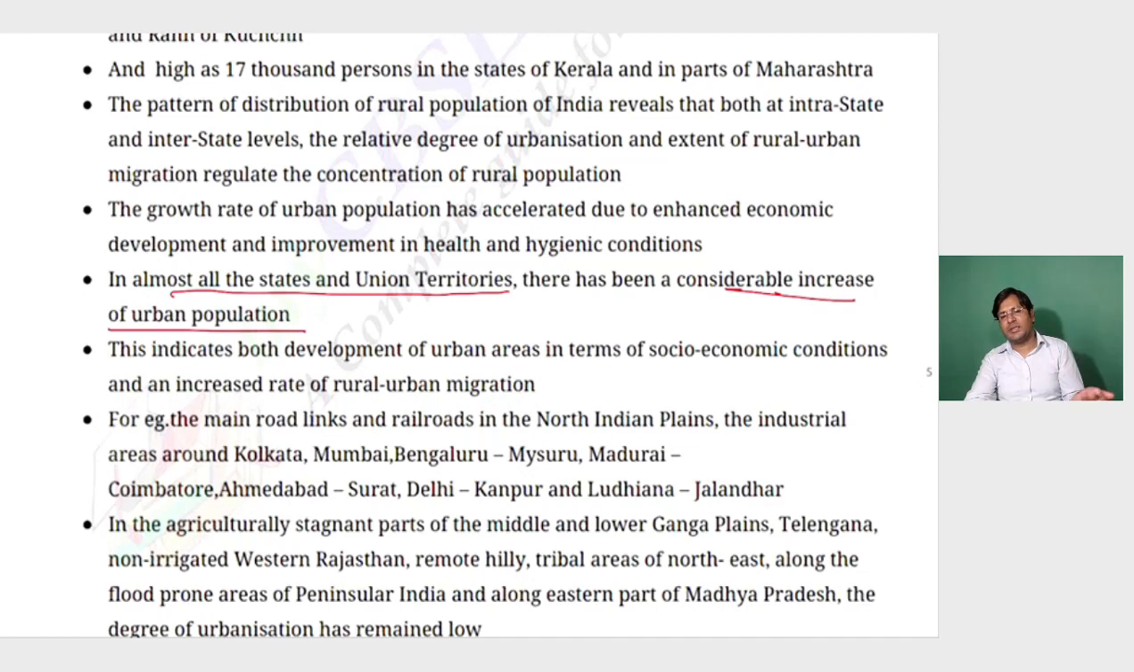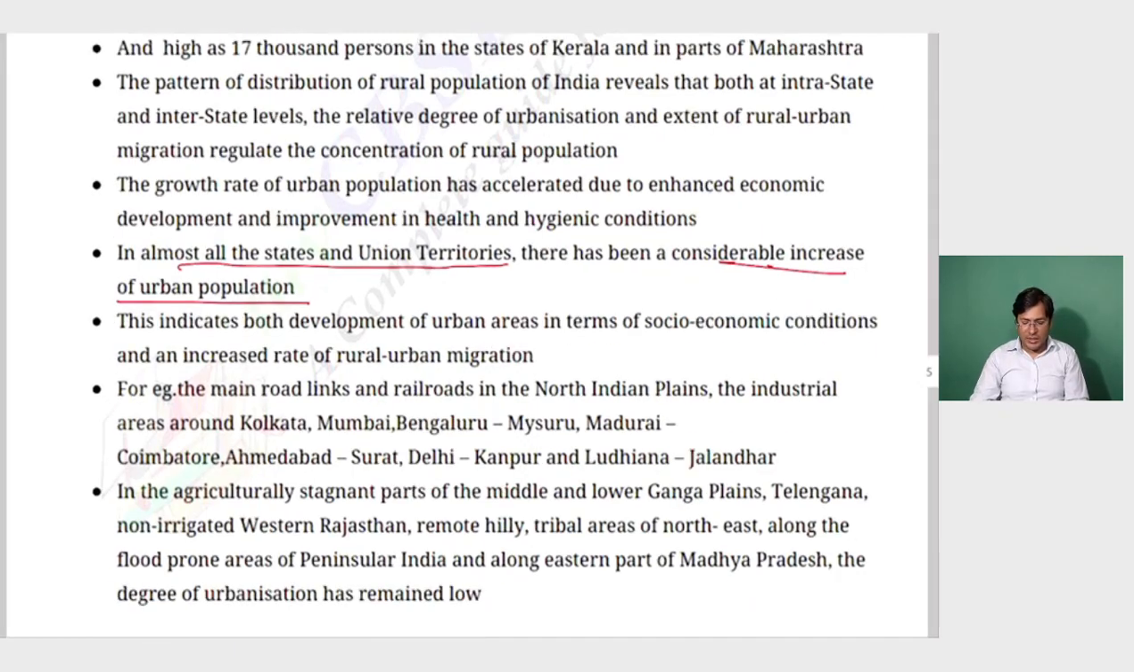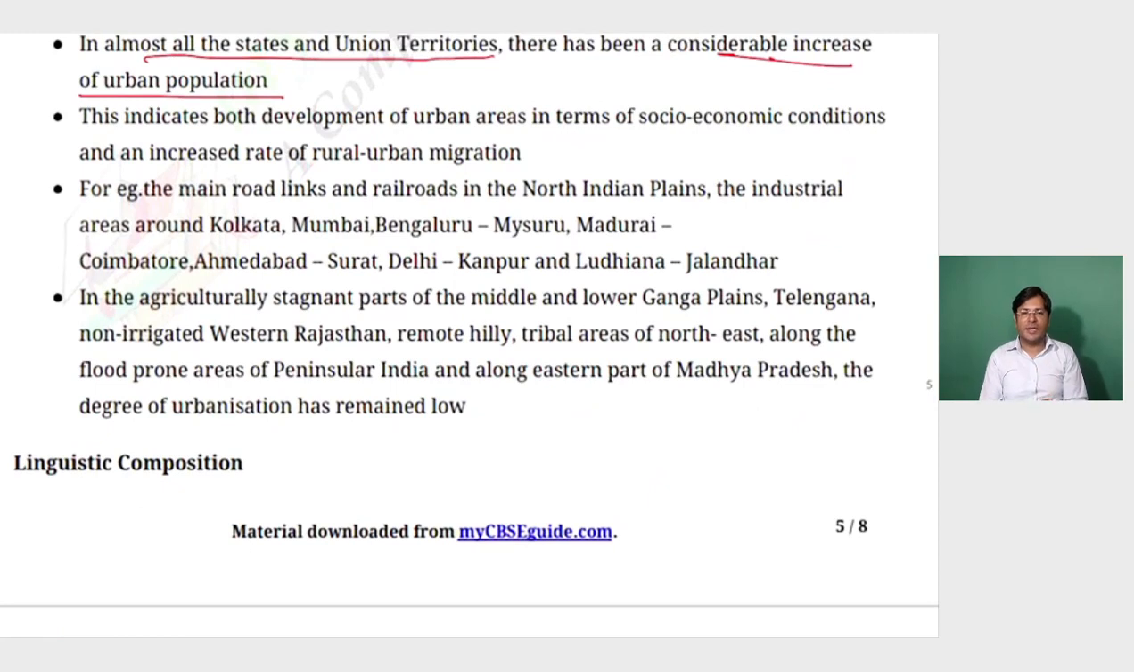मतलब हर जगह की population, चाहे वो स्टेट हो या कोई सा भी स्टेट हो या फिर यूनियन टेरिटरी हो, हर जगह की population increase होती जा रही है. This indicates both development of urban areas in terms of socio-economic conditions and an increased rate of rural-urban migration. मतलब urban areas की social and economic conditions improve होती जा रही हैं. साथ ही the migration from rural to urban is also increasing.